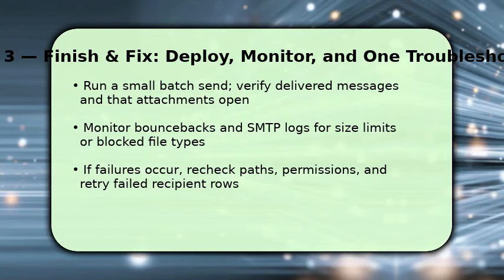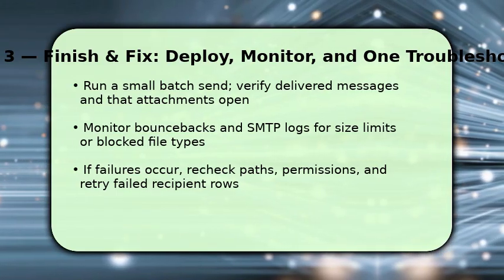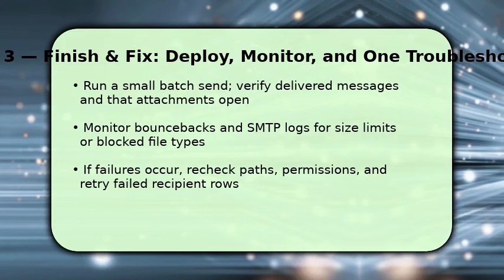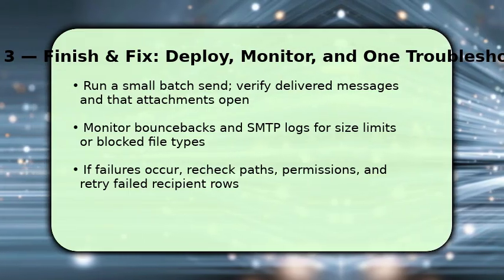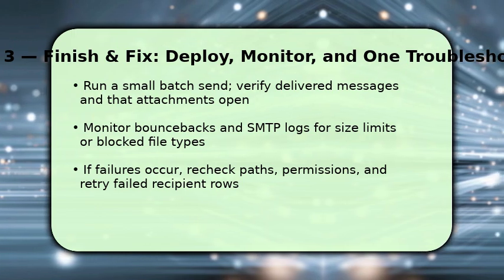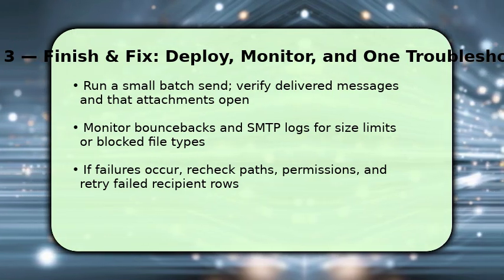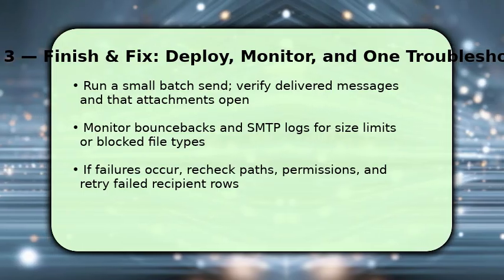Make sure attachment path values point to readable files on the sender system. If things go wrong, retry only the failed rows after correcting paths or using compressed PDFs. This saves time and avoids duplicate sends.